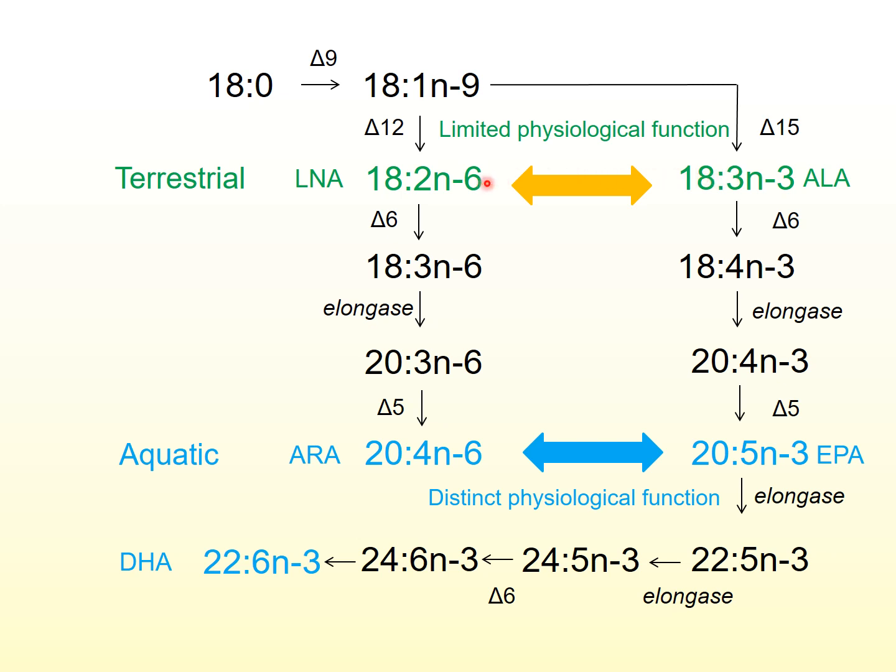All organisms can do this step from here to here, and from here to here, using the delta-6 desaturase, and so on down the series, going down to 20 with 4 omega-6 arachidonic acid, or 20 with 5 omega-3 eicosapentaenoic acid, or 22 with 6 omega-3 docosahexaenoic acid. And these are predominantly present in terrestrial organisms. They are present to a certain extent in some algae, and these are the key aquatic fatty acids.